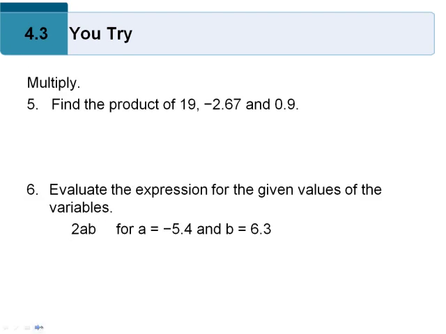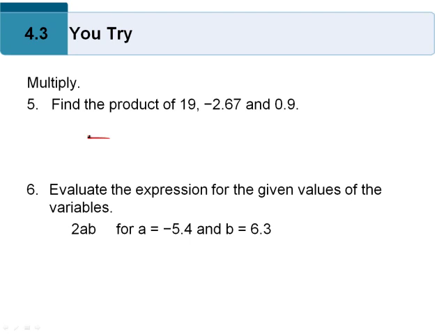Number 5, find the product of 19, negative 2.67, and 0.9. So we have 3 numbers there, but only one negative. So when you have a positive times a negative, it's still going to be a negative, times another positive, it's going to be a negative answer. So we just multiply those.